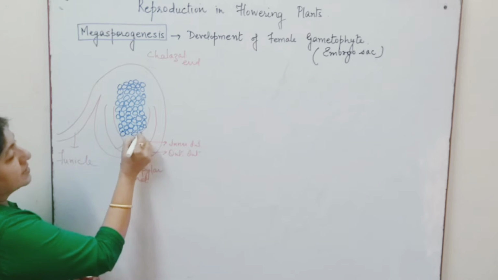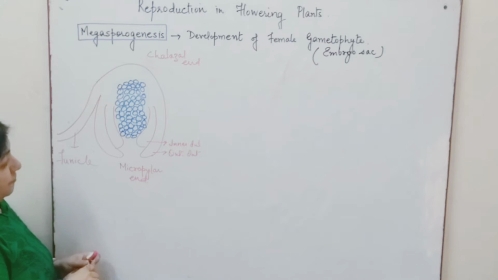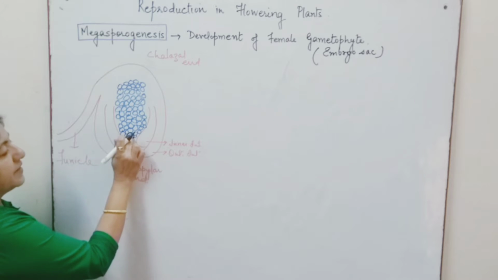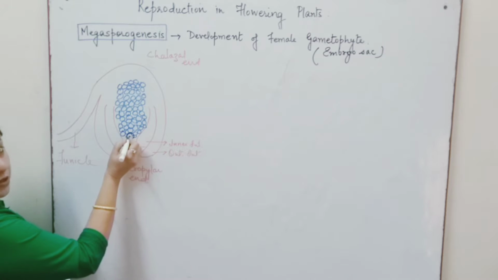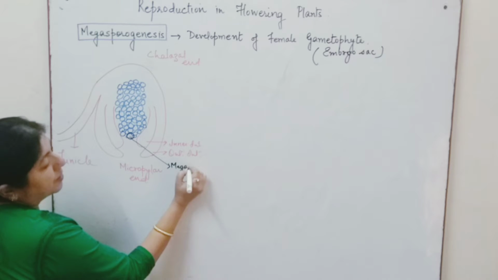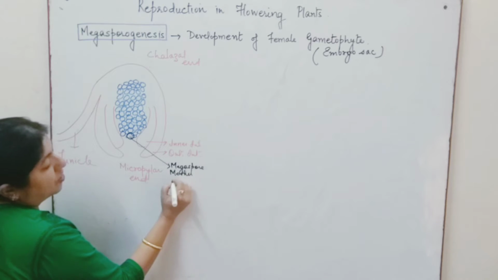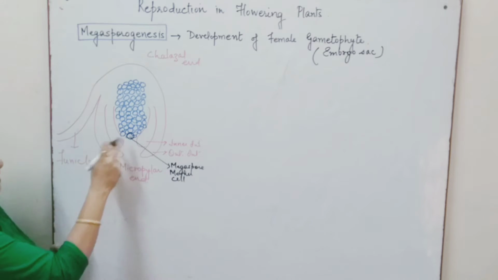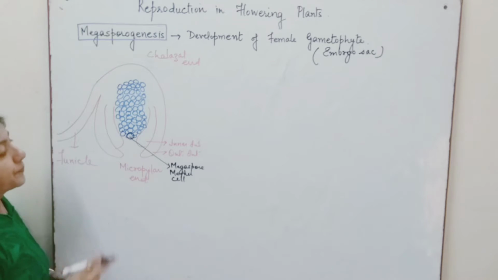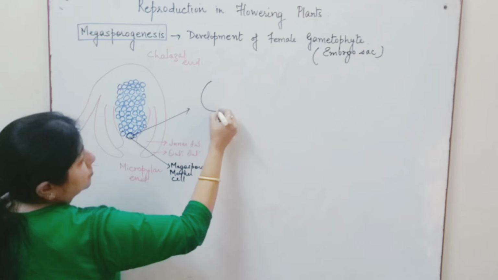So here the nucellus, which is densely packed with diploid cells, it is from here that only one cell will develop, and this cell will grow in size and is known as the megaspore mother cell, or MMC. Now this cell is present towards the micropylar end. Let us study what happens to this cell.